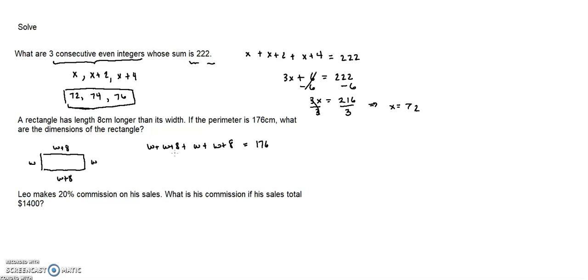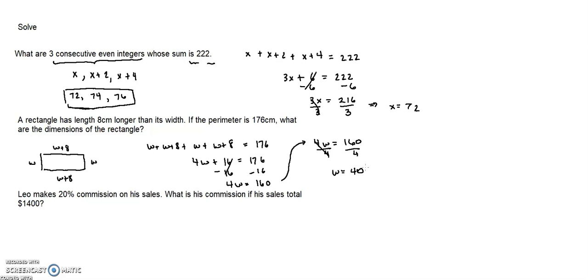So we'd have W plus 8 plus W plus W plus 8 equals 176. Okay, and just like we did a minute ago, we can simplify this. We've got 4 W's plus 16. Okay, and so now we've got 4W plus 16 equals 176, so we can solve this. So we do the opposite, we'd minus 16. Okay, so we've got 4W equals 160. So the opposite would be divide by 4, and we get W equals 40.